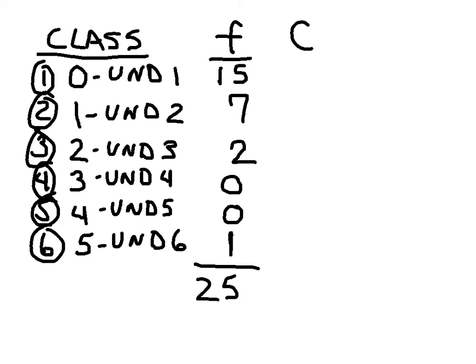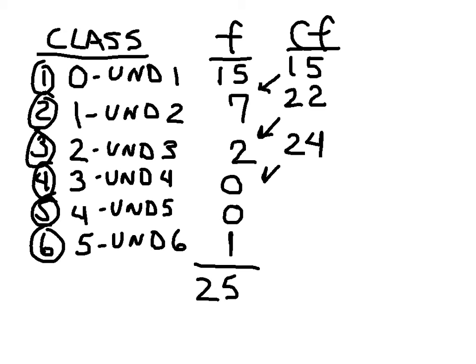Okay. Cumulative frequency. Start out with 15. You just copy it over and start zigging and zagging. So I have 15 plus 7 is 22. 22 plus 2 is 24. 24 plus 0 is 24. 24 plus 0 is 24. And 24 plus 1 is 25.